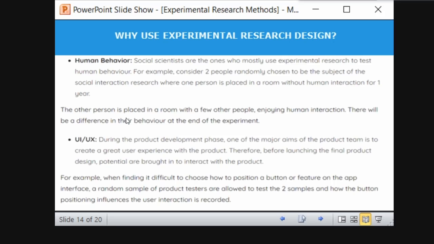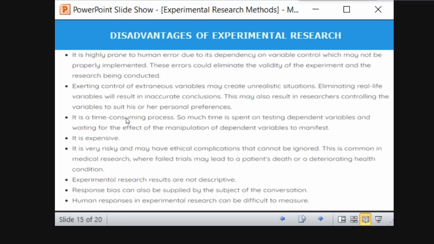Okay. So these are the applications of experimental research in various disciplines. There are certain disadvantages also. Let's see what they are. It is highly prone to human error due to its dependency on variable control, which may not be properly implemented. These errors could eliminate the validity of the experiment and the research being conducted.